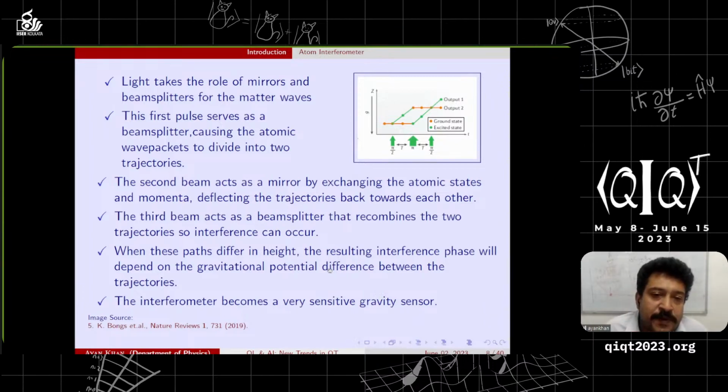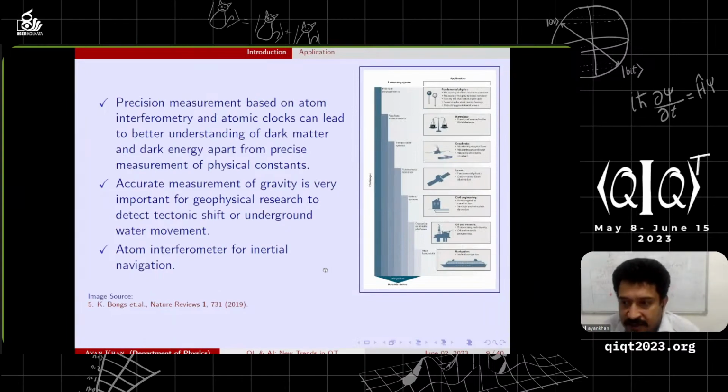Now it comes to the point some of you have asked, so where can we use it? As it becomes a gravity sensor, it has a huge scale of applicability. Say we can do precision measurement on atom interferometry and atomic clocks. This can lead to understanding of even dark matter and dark energy, apart from precise measurement of physical constants. Then accurate measurement of gravity is very important for geophysical research to detect tectonic shift or underground water movement.